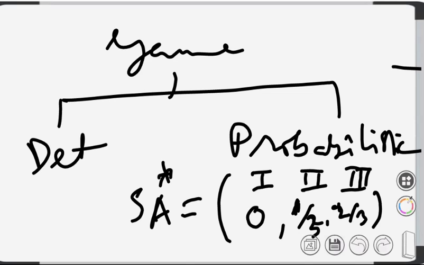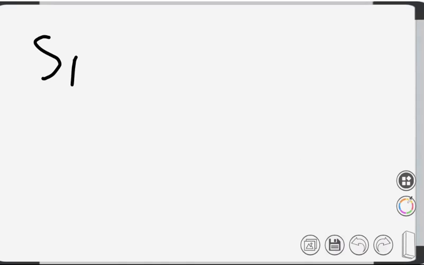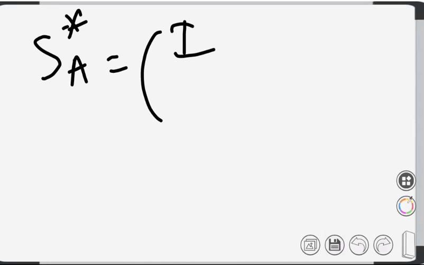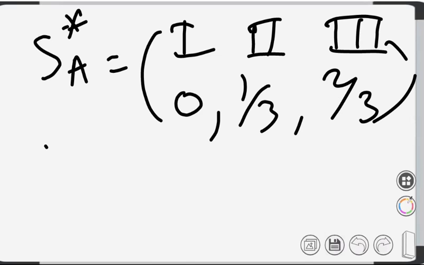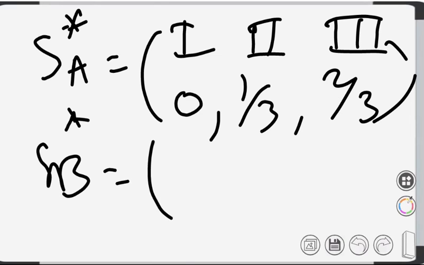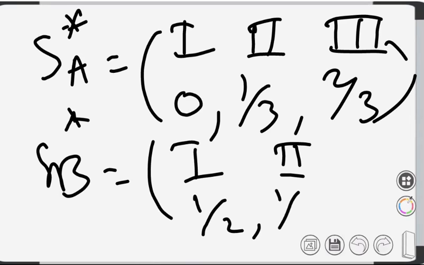Again, SA star is 0, 1/3, 2/3. A has three strategies, one, two, three, with probabilities zero, one third, and two thirds, and similarly I am writing SB star, say B has two strategies, like this. So that means this is a mixed strategy.